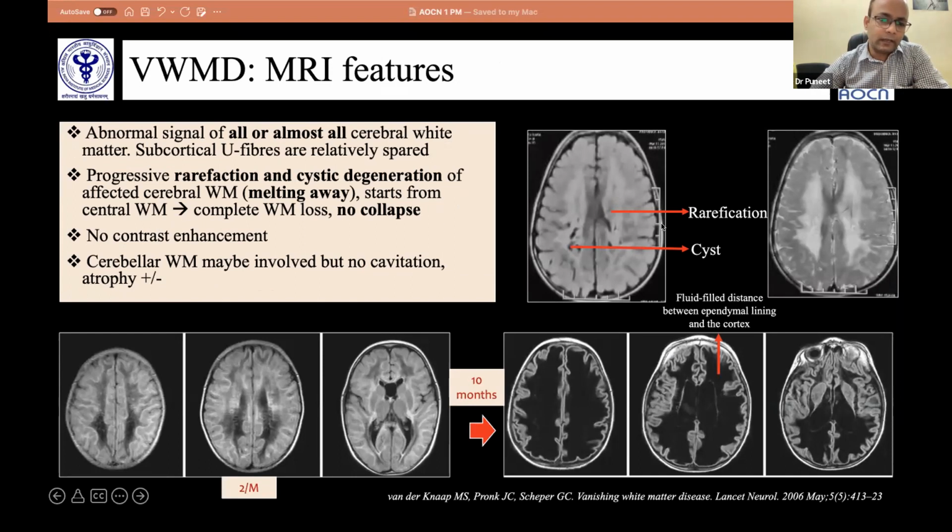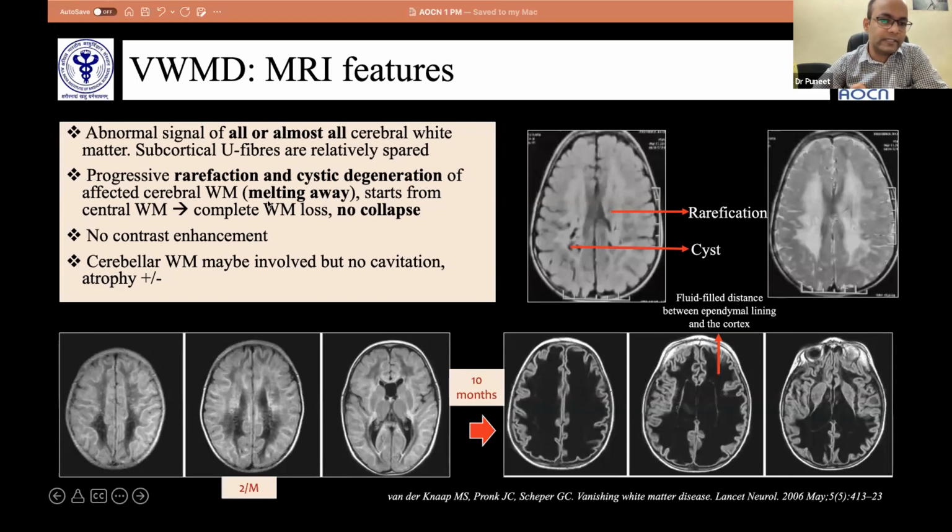And one of the characteristic features of vanishing white matter disease is the rarefaction and the cystic degeneration. This rarefaction and cystic degeneration cannot be better appreciated on the T2. But if we go to the axial FLAIR sequence, we find that there are some areas which have signal intensity similar to the CSF, and some areas which have intermediate signal. These areas represent the cystic degeneration where the white matter has disappeared, while the areas with intermediate signal represent rarefaction, the white matter which is under the process of degeneration.